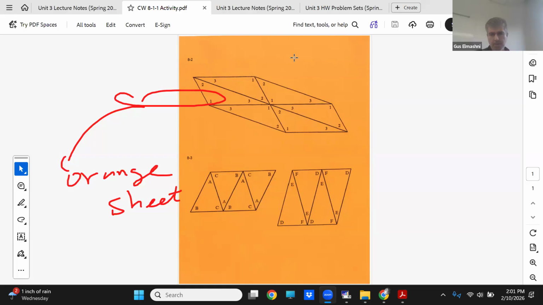Wait, we cut all the individual ones? Yeah, just for A2. Cut out all the individual ones, right? So I'm actually going to do it too with you guys.